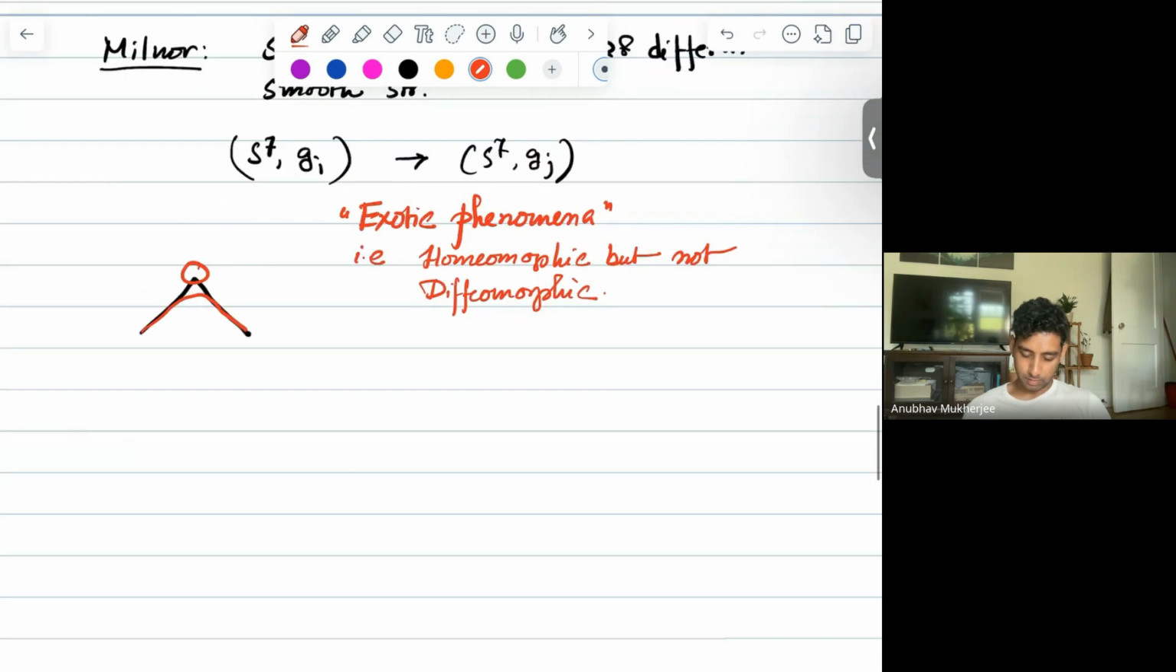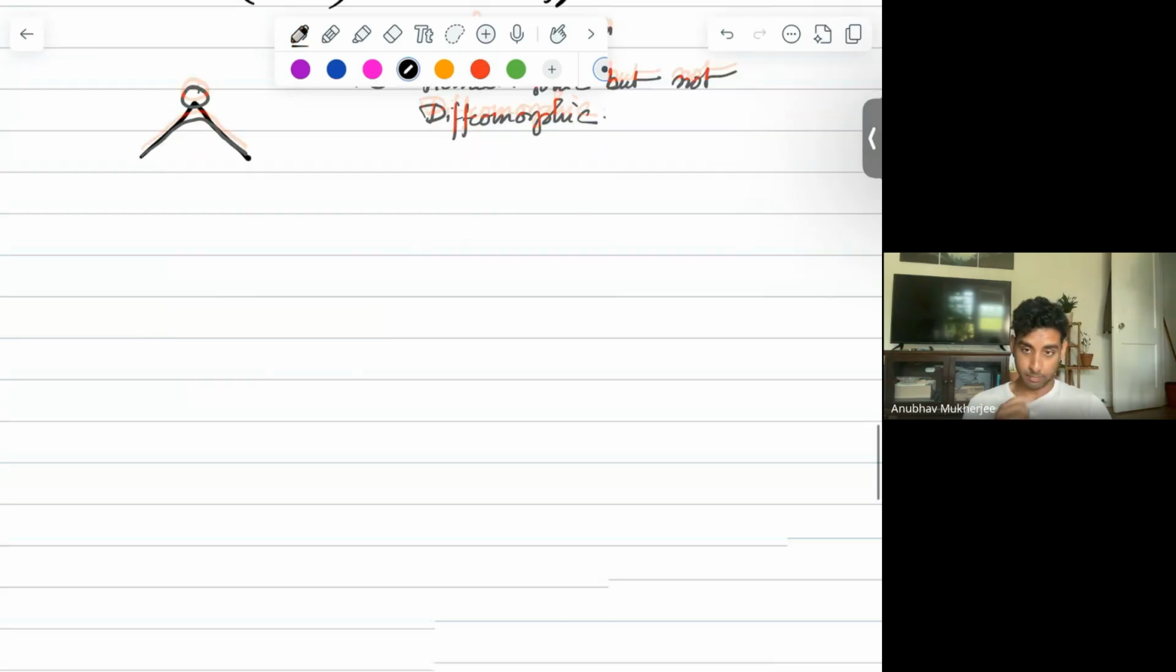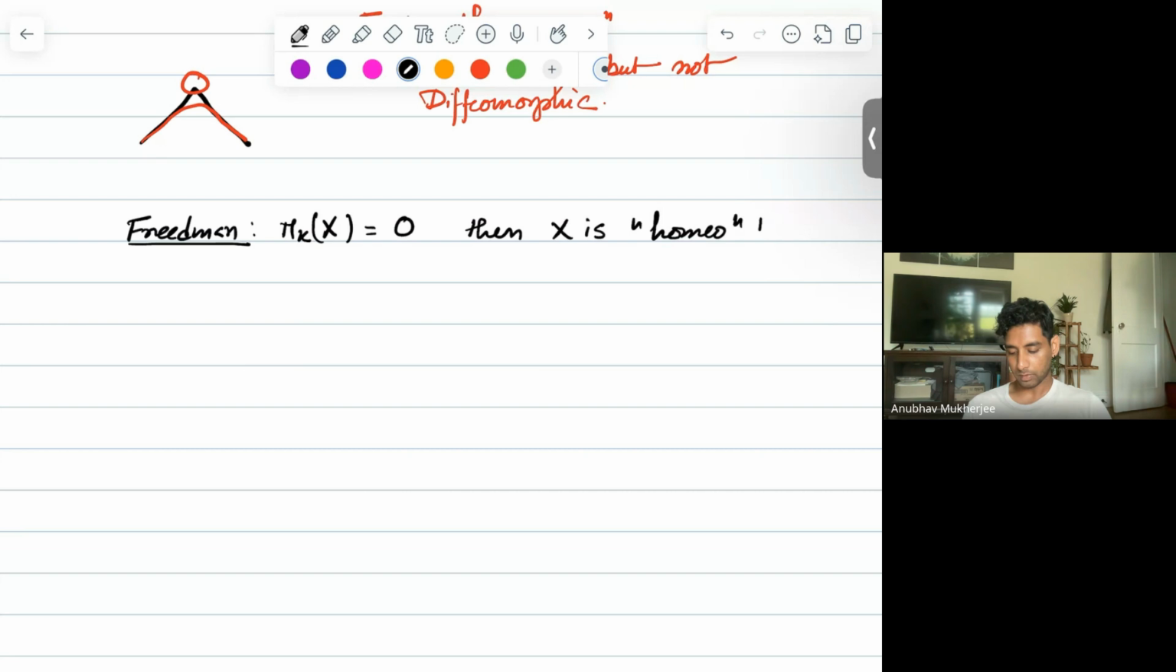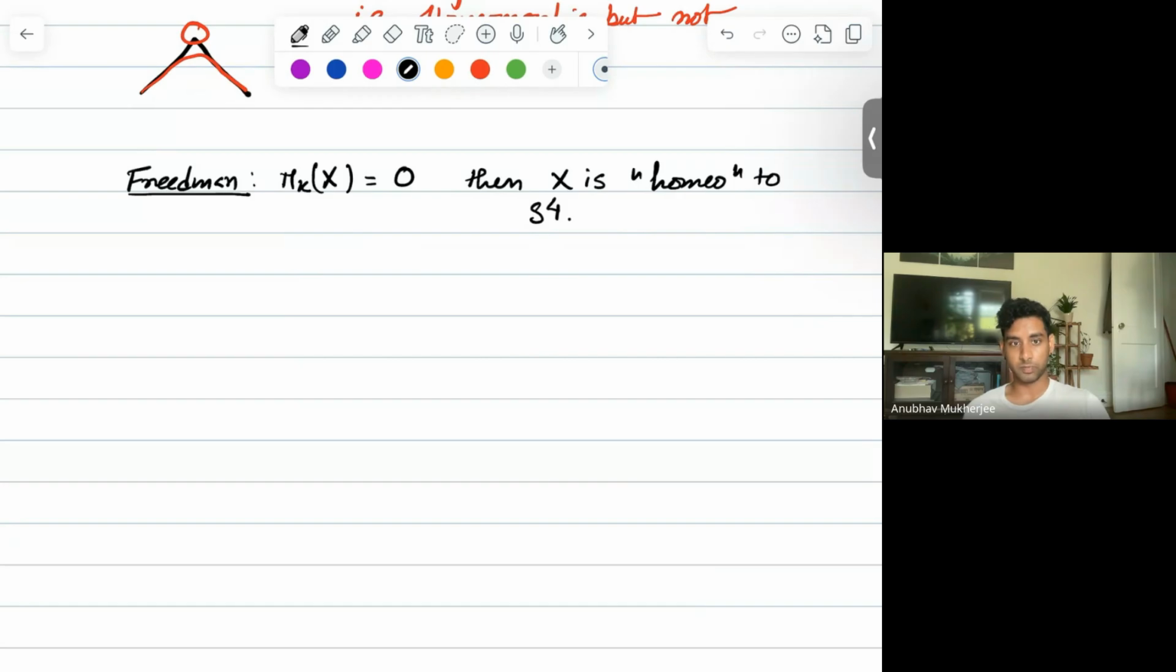So this is John Milner. And then in 1984, Friedman came, Mike Friedman. And Mike Friedman showed that even in dimension 4, roughly it is true in a sense that if you have a manifold with this property, then X is homeomorphic, again, homeomorphic to the 4-sphere. And by the way, he also won the Fields Medal for this theorem.